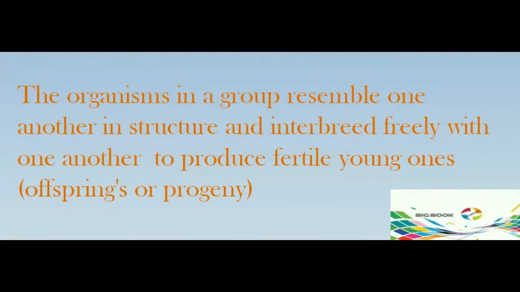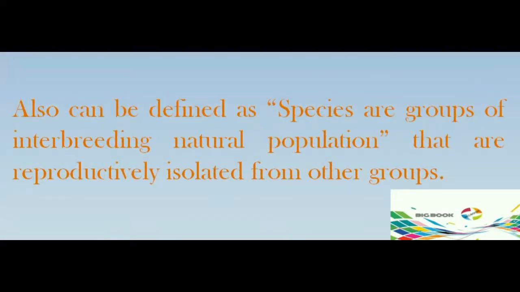For example, human beings are a kind of species where Homo sapiens have a similar structure, and they interbreed freely within a population, and they stand as fertile reproducers. Their fertile young ones, offsprings or progenies, will be produced, which are fertile.